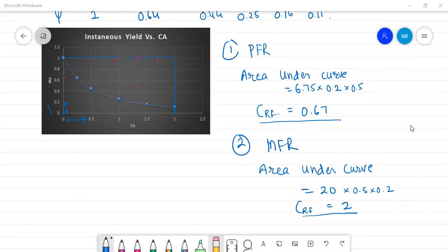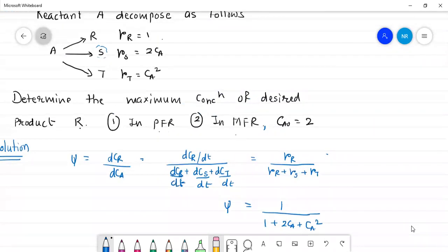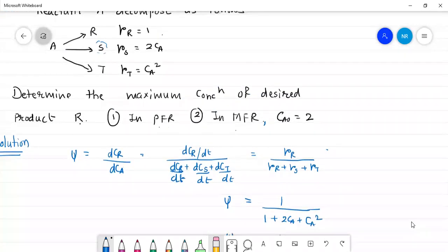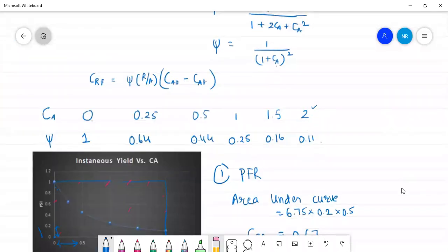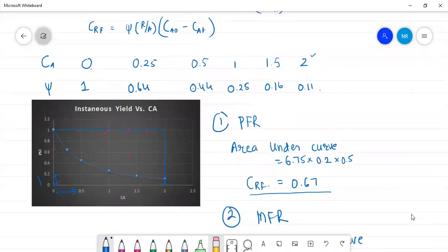So students, let me give you one thing. If S is my desired product, then which is better to use? So tomorrow, can you give me the answer? What is the better reactor to use, PFR or MFR, if S is my desired product where Ca0 is equal to 2? At that time, what will be the best reactor to use, MFR or PFR?